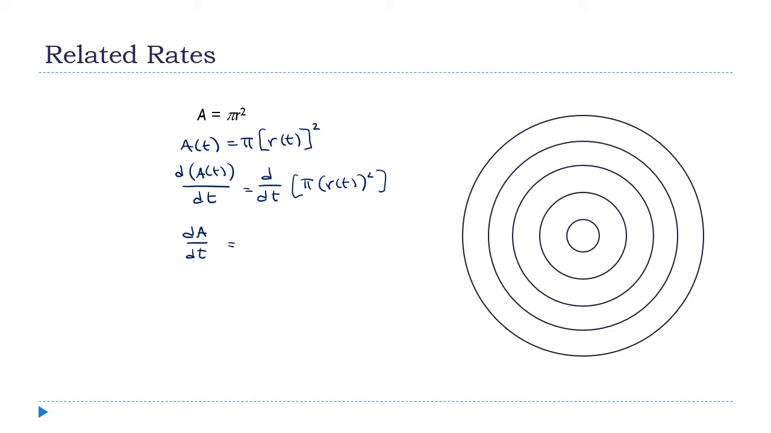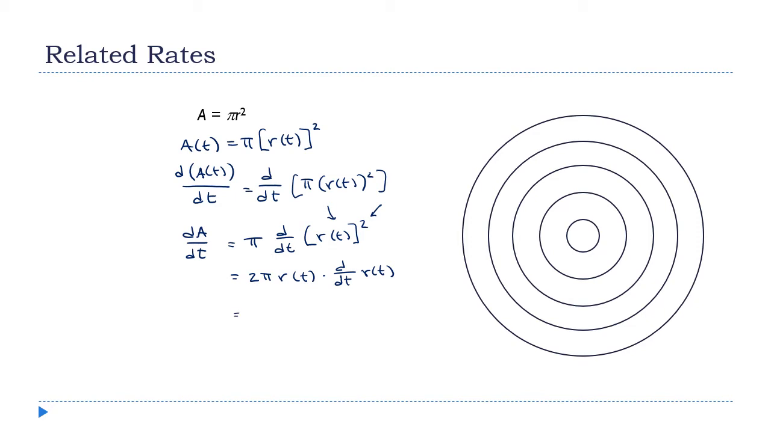What happens on the right side? Well, first let's bring that pi, a constant, up in front: pi d dt of r of t squared. And this is a chain rule situation. I have a composition of two functions: the square function on the outside, the r of t function on the inside. So I'm going to use the chain rule. This is 2 pi r of t times the derivative of the inside, d dt of r of t.